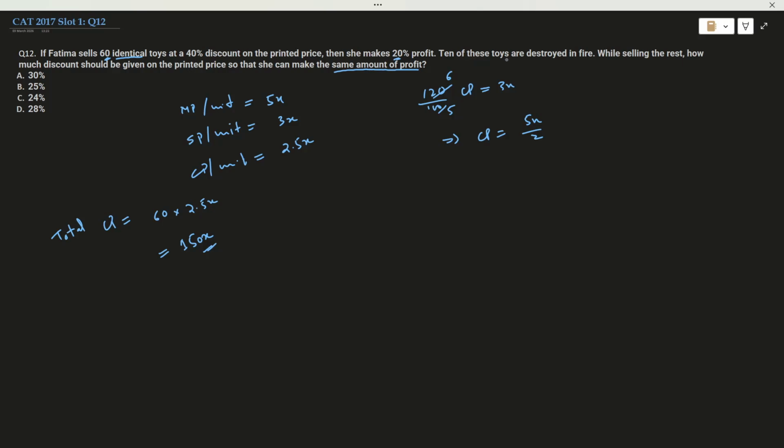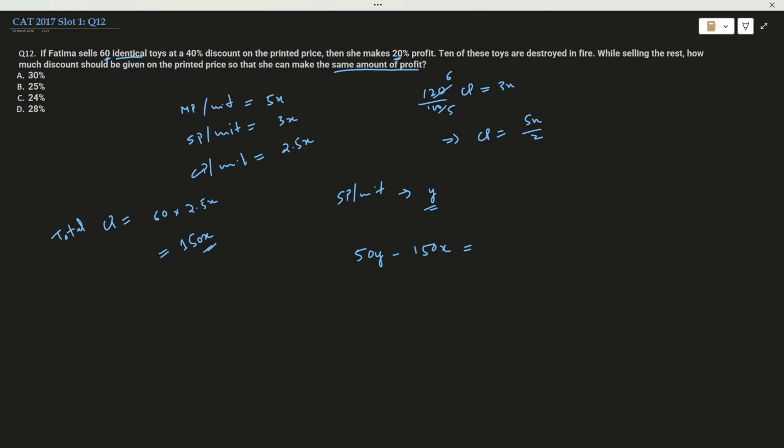Now 10 of the 60 toys are destroyed in fire, so she is left with 50 toys, so she has to sell 50 toys and she is making the same amount of profit. So let's say the selling price per unit now is y. So 50y will be the total selling price. Total cost price is 150x, and she is making the same amount of profit.